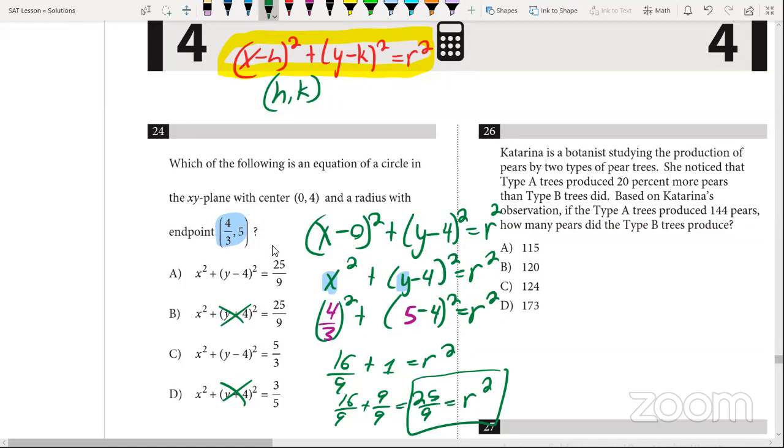So if 25/9 is r squared, the square root of that is 5/3. But with the equation of the circle, we're actually looking not for r, but for r squared. So 25/9 is r squared. And now we know that out of these two, which are our last two answer choices standing, we want 25/9 right there. So the answer to number 24 is A.